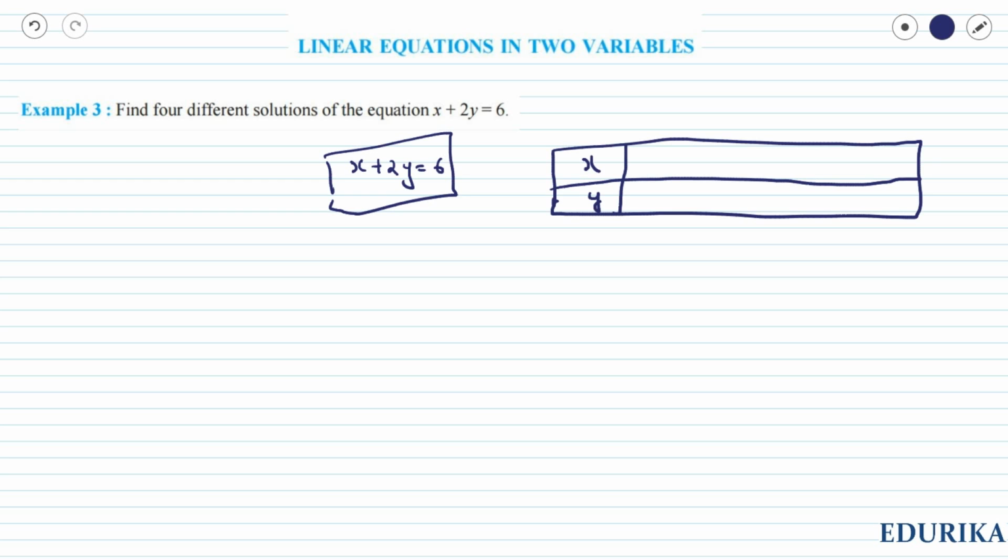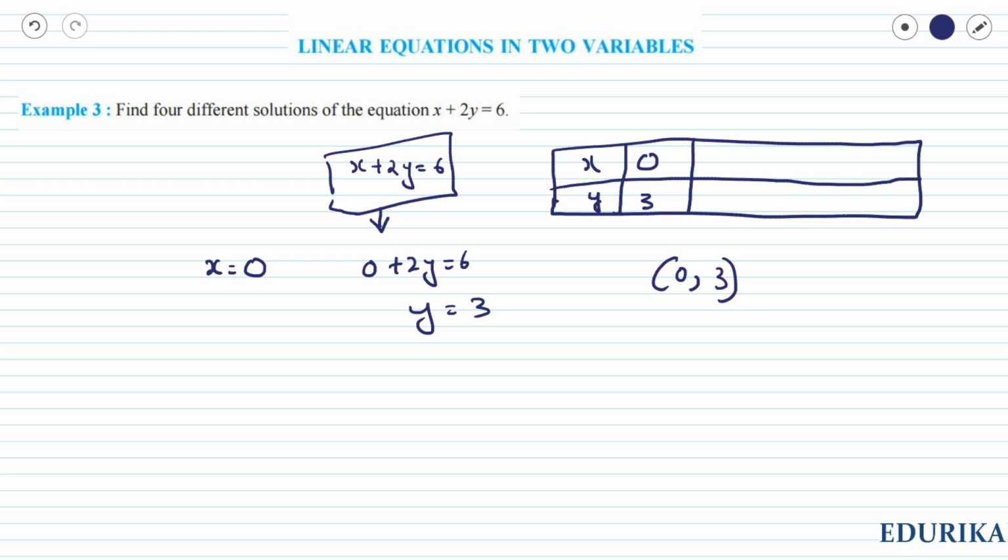Which means that first let x be 0. If x is 0, then the whole equation becomes what? It becomes 0 plus 2y is equal to 6, and y becomes 3. The value of y becomes 3, right? So when x is 0, you get the value of y to be 3, right? So now we have got one solution, that is 0 comma 3. This is one solution, right?